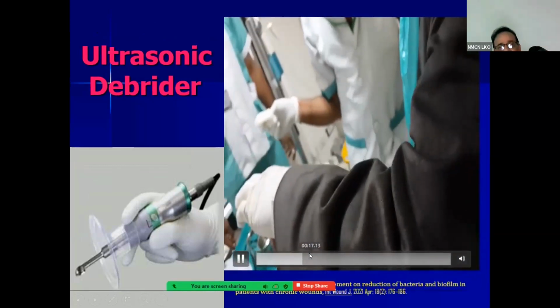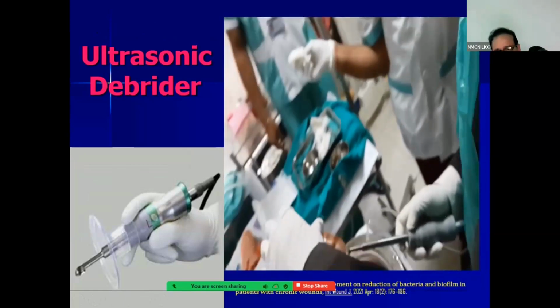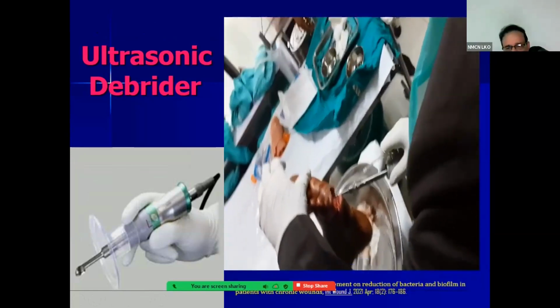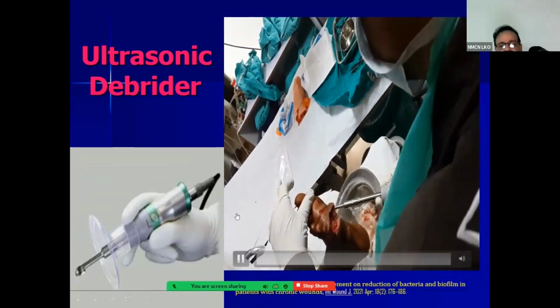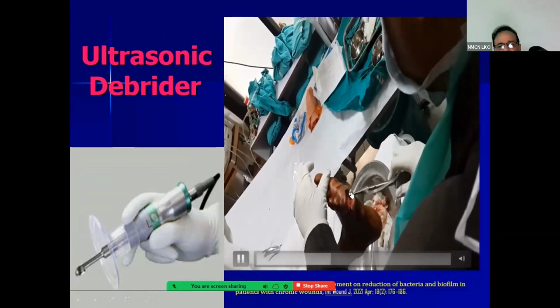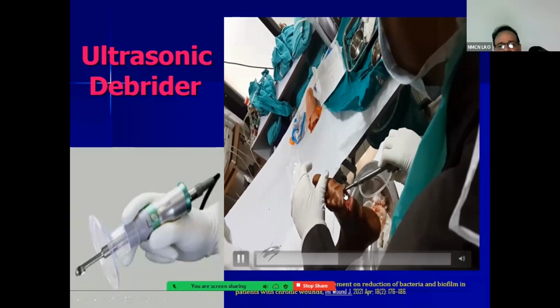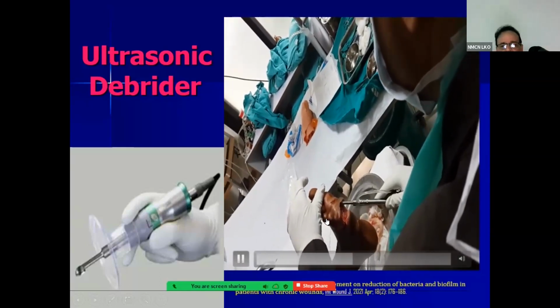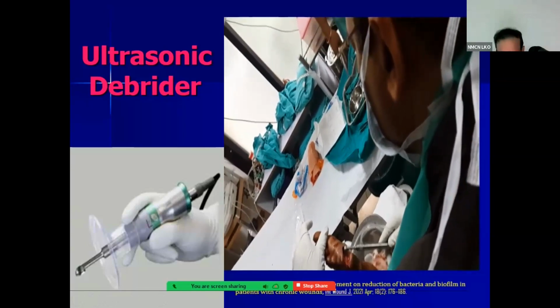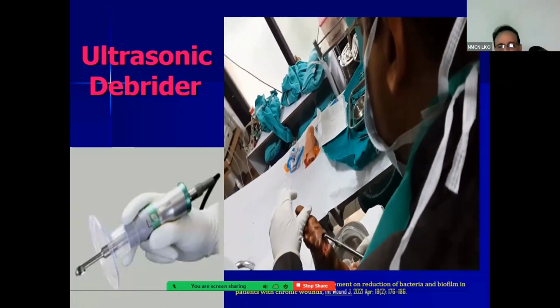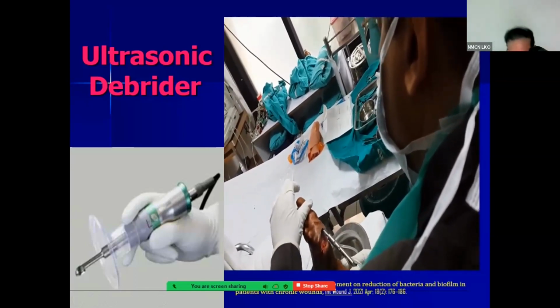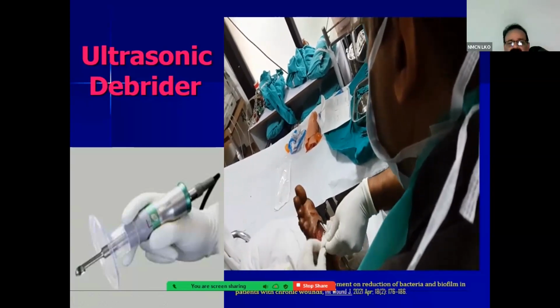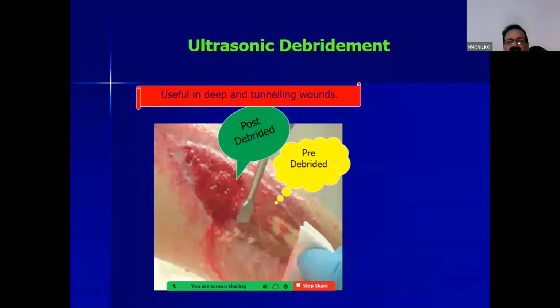On one side there is a saline. This comes through the tubing, and it is infused in this probe. Come this instrument. There is formation of ultrasonic vapor bubbles, which defragments the dead necrotic tissue or the slough. And this you can see on the right side is the pre-debrided, on the left side post-debrided. So the biofilm has been removed.